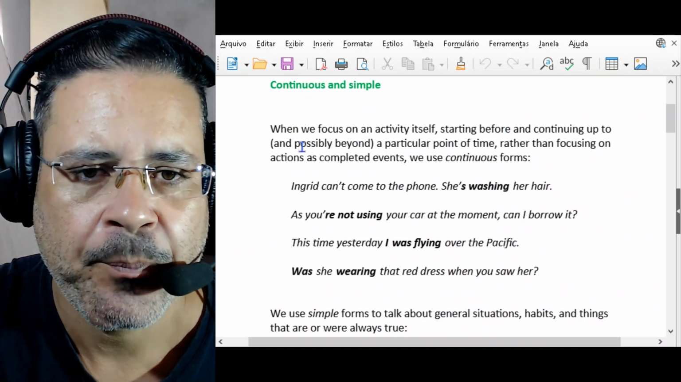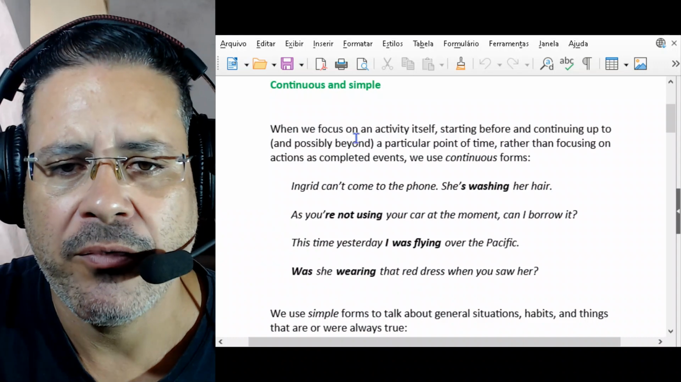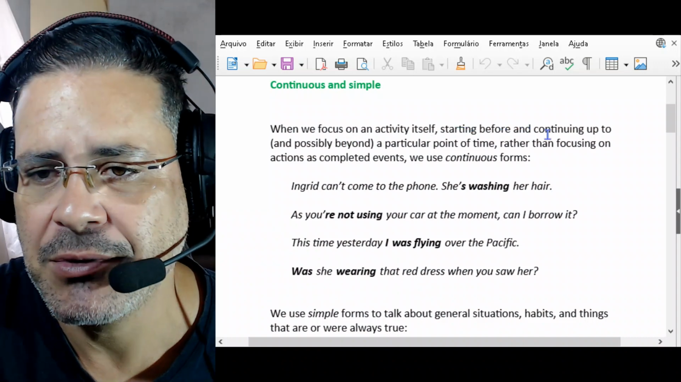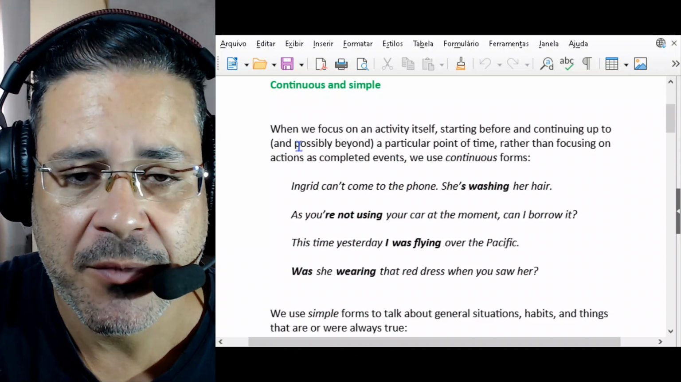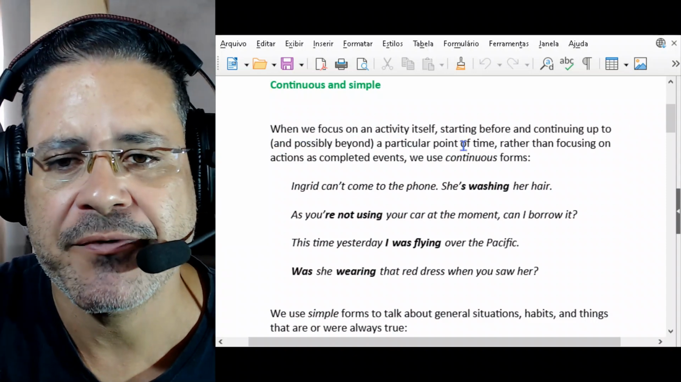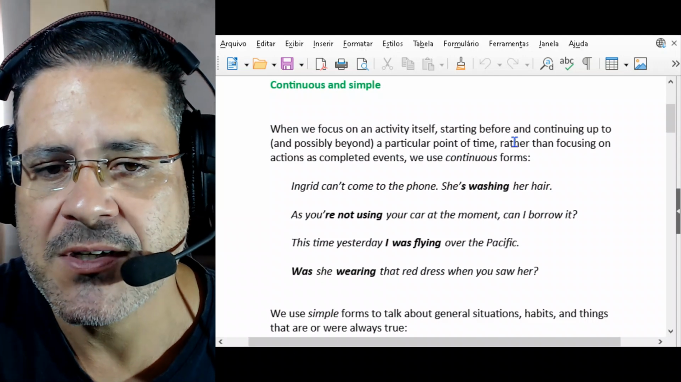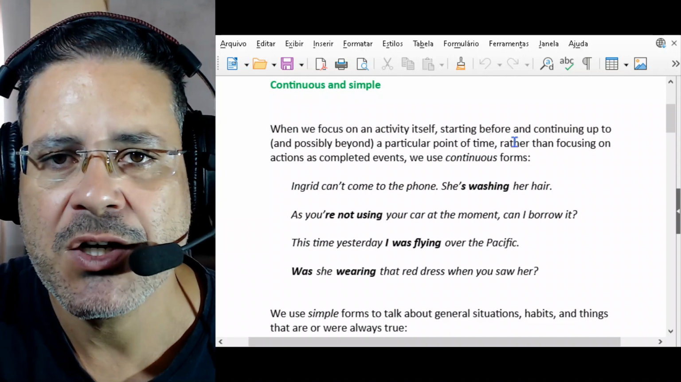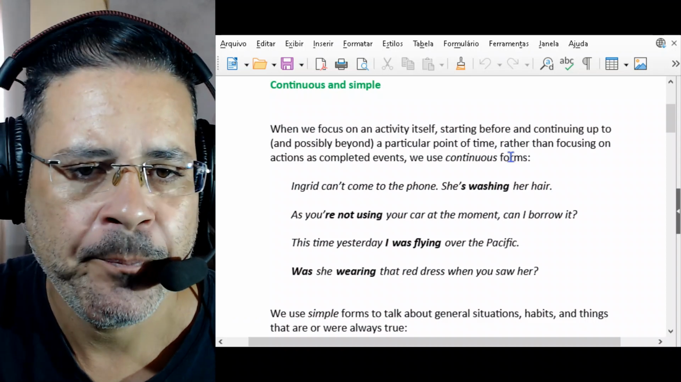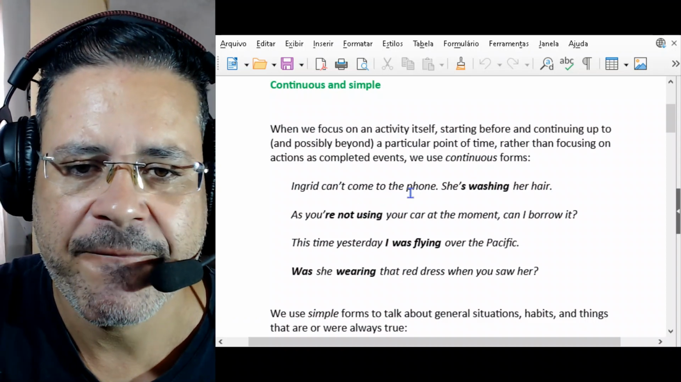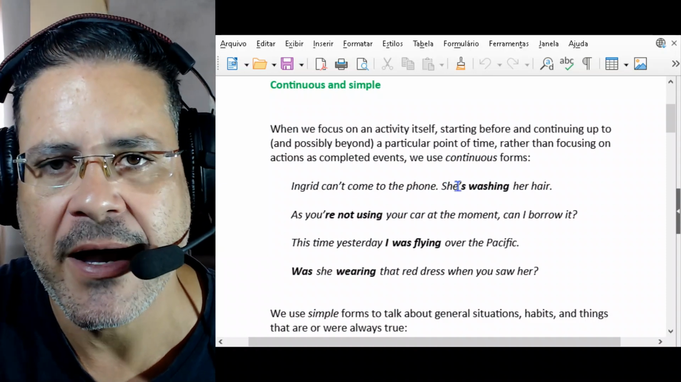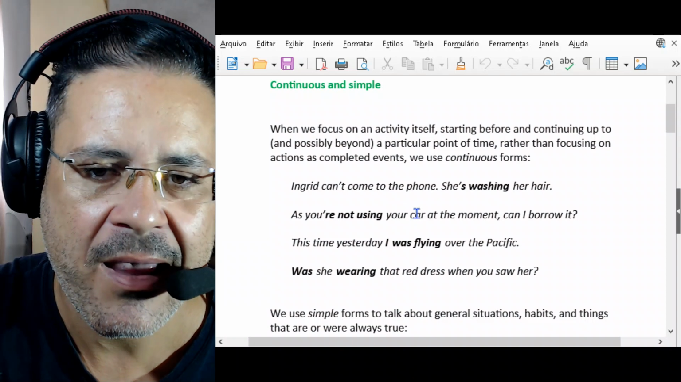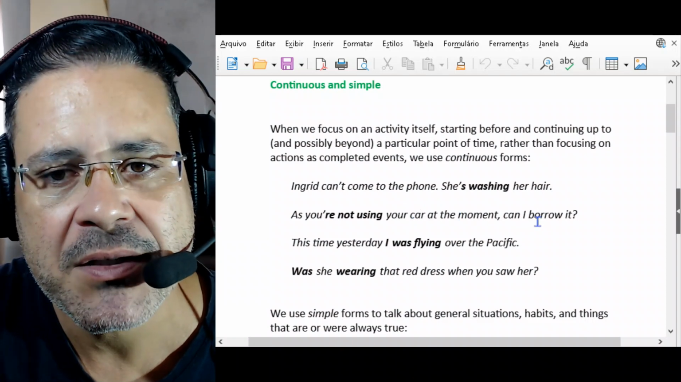For example, when we focus on an activity itself, starting before and continuing up to and possibly beyond a particular point of time, rather than focusing on actions as completed events, we use continuous forms. For example, Ingrid can't come to the farm. She's washing her hair. Or, as you're not using your car at the moment, can I borrow it?